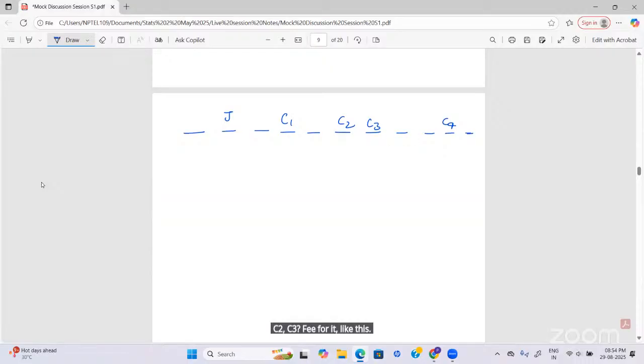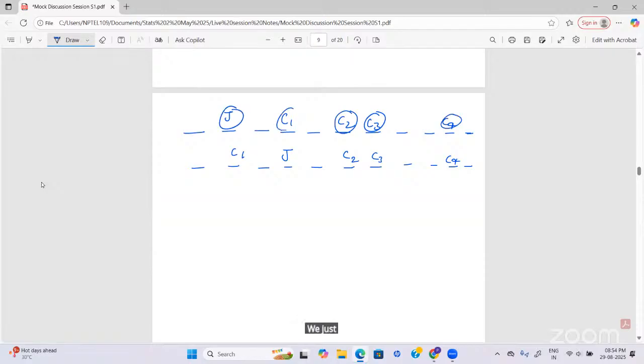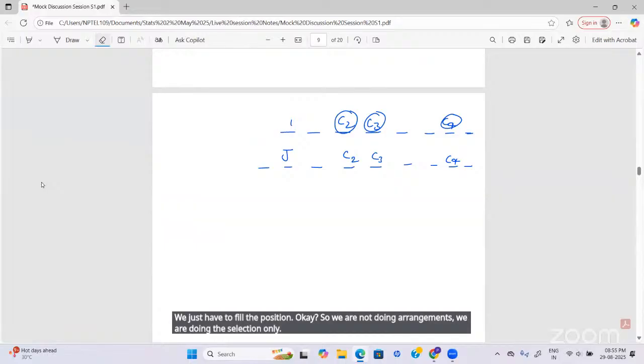So we just have to fill the positions. We are not worrying about whether this is C1, J, C2, C3 and C4. So we are not worrying about this arrangement. We just have to fill the positions. Okay. So we are not doing arrangement. We are doing the selection only.